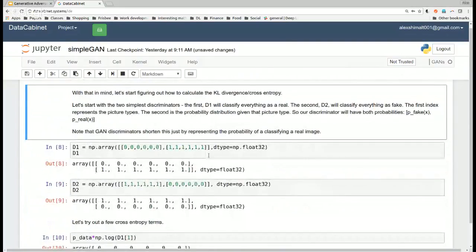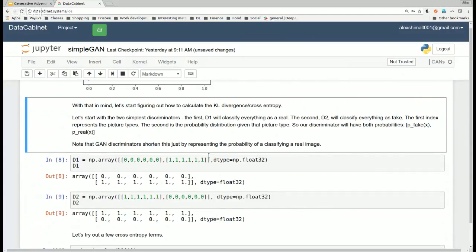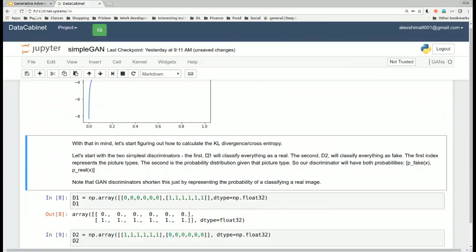And so one of the things that we're going to have to do when we create our GANs is figure out our loss function, and our loss function is going to be based off of our cross entropy. So let's start by creating two very simple discriminators. I classify everything as fake, or I classify everything as real, and that's what I call D1.